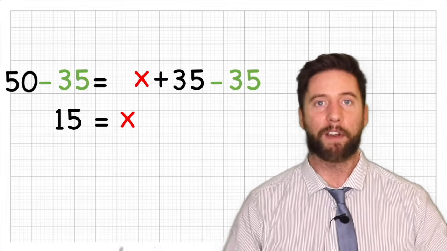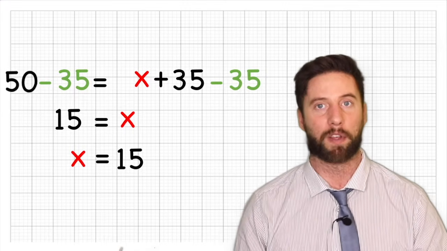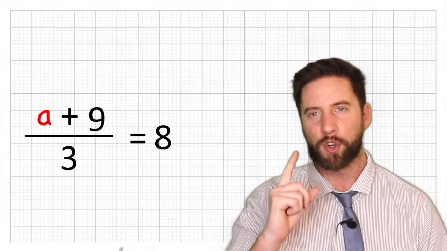So therefore we have 15 equals x, which is exactly the same as saying x equals 15. So that's about as hard as addition gets. If something is being added to the unknown, we can undo it by subtracting it. And let's just pause there a second, because I want to make this really clear.